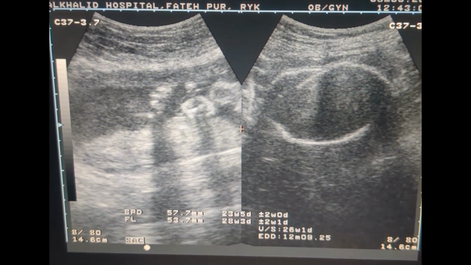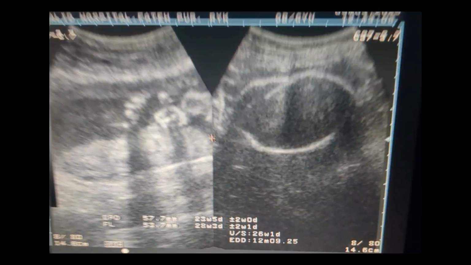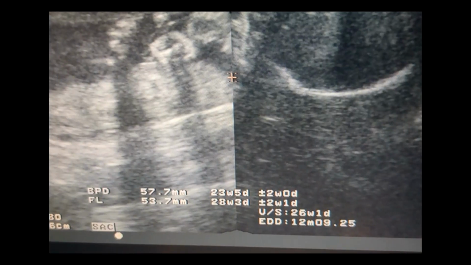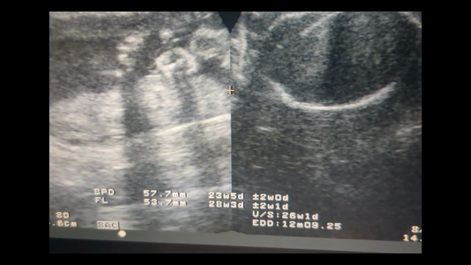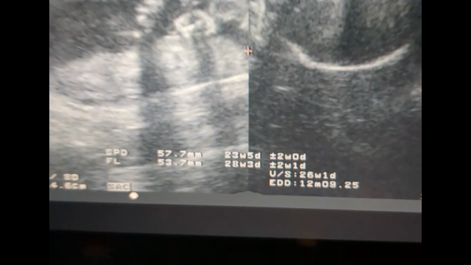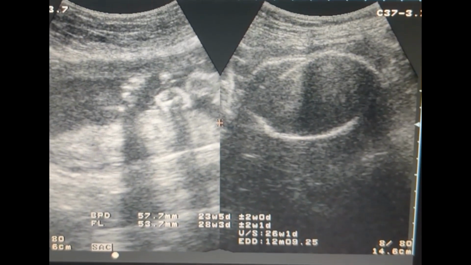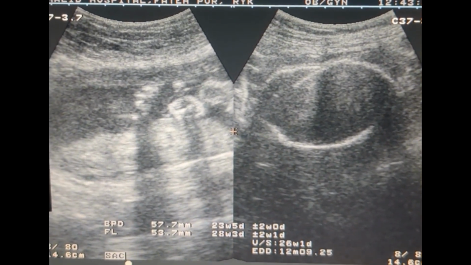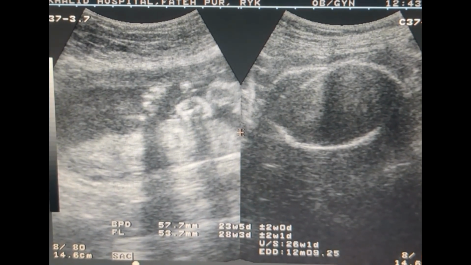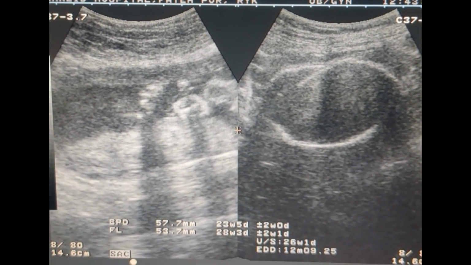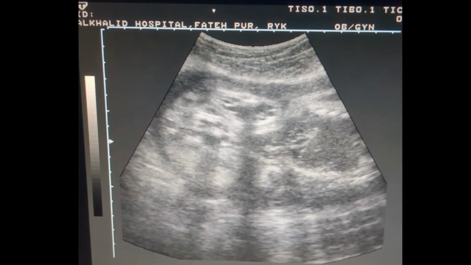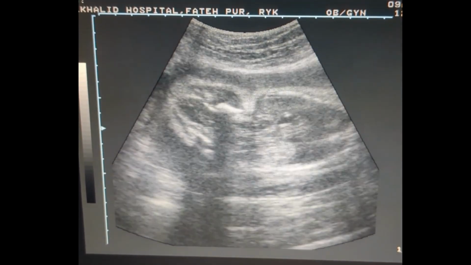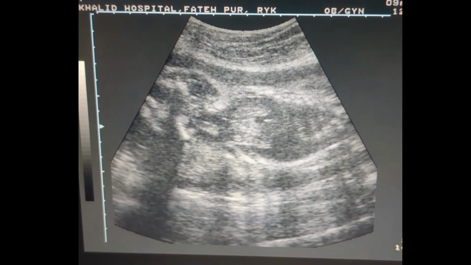These are measurements of fetal BPD and fetal femur length. The measurement also shows gestational ages. Fetal position is normal cephalic and fetal lie is longitudinal. No oblique, no transverse. There is mild oligohydramnios.